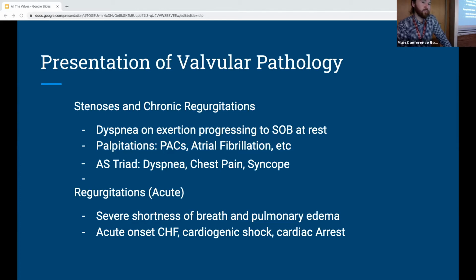And for the acute regurgitations, those are much more severe and acute in their presentation. They often present with severe shortness of breath, acute onset pulmonary edema, and they can progress to new onset CHF, cardiogenic shock, or cardiac arrest. So if you have patients who were completely fine and now have these dramatic symptoms, a lot of the time it's going to be your bread and butter APEs, but it's something to keep in the back of your mind, these new onset regurges.